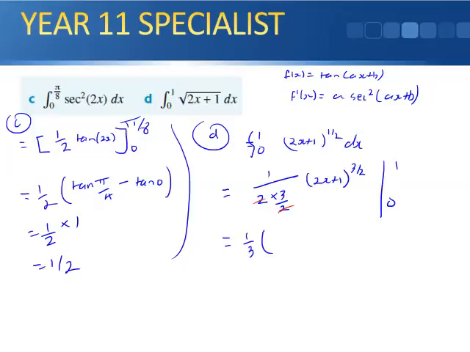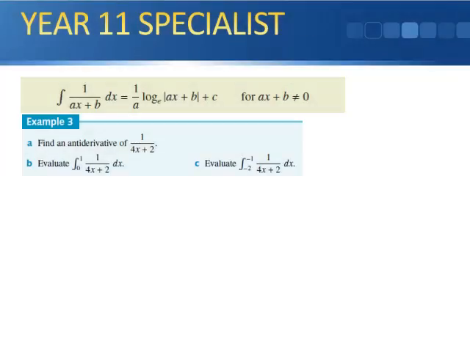2 times 1 is 2 plus 1 is 3, so 3 to the 3 on 2. 2 times 0 is 0, plus 1 is 1 to the 3 on 2, which is just going to be 1. So I've got a third, and this becomes 3 square root of 3 minus 1. Now, if we're integrating 1 divided by x plus b, then we get this rule over here. So be aware of that.